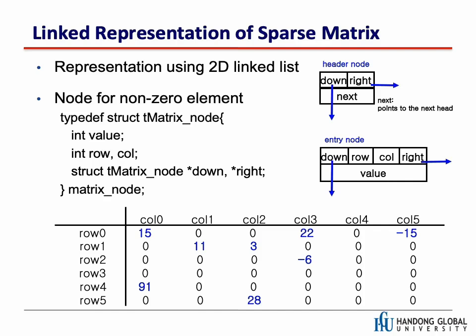Okay, and then let's talk about the entry node. In the entry node, we need a down pointer and a right pointer, and as you can see in this definition, we need the row, column, and value. In the header node, we don't need the row, column, and value, but we need the next pointer. But in the entry node, we have down, right, row, column, and value.